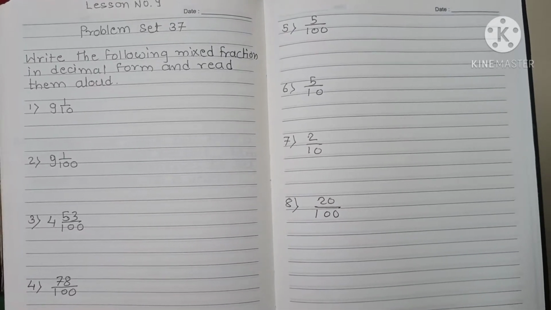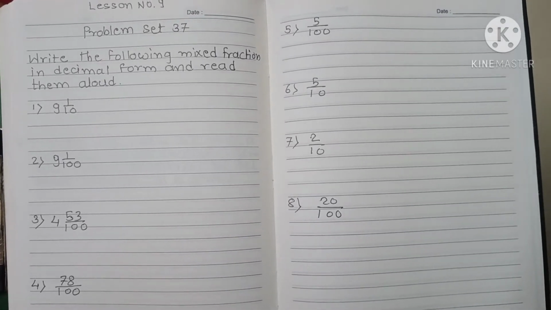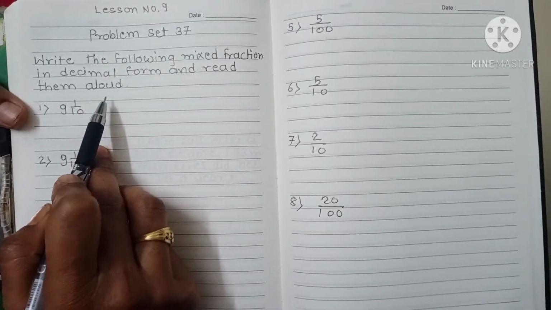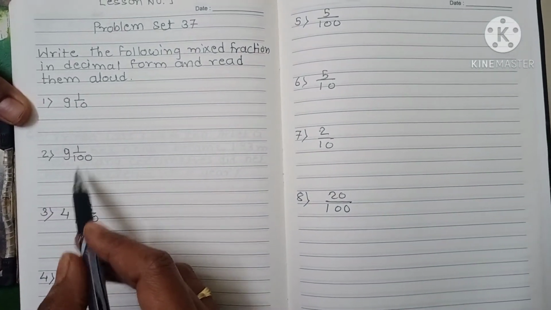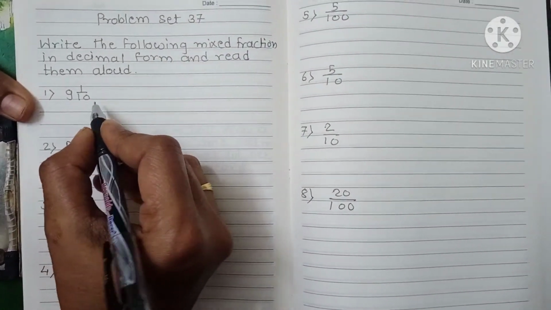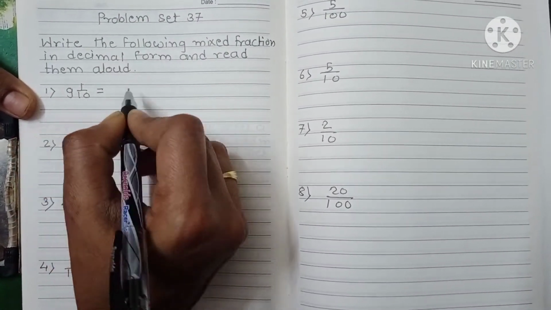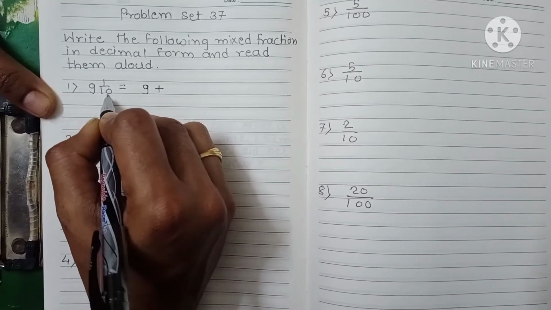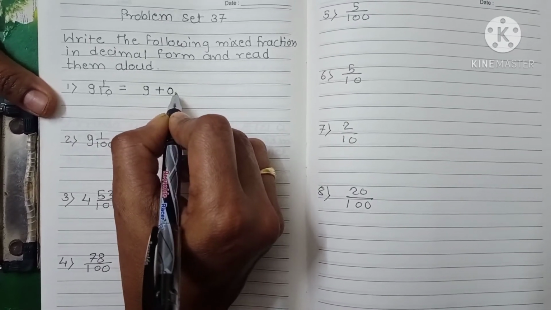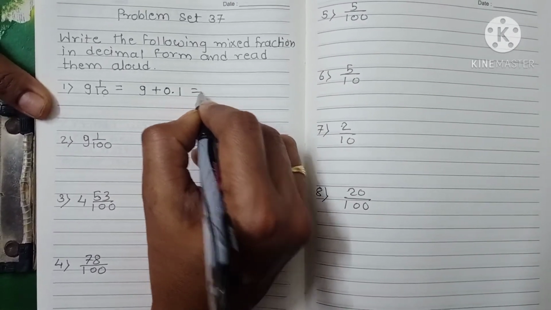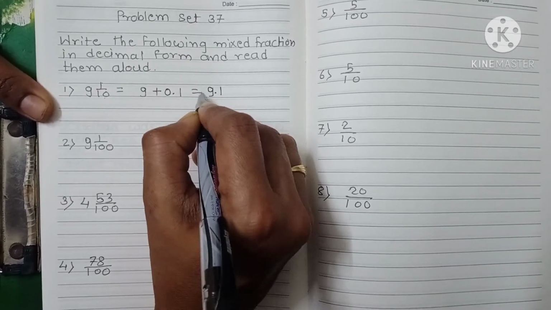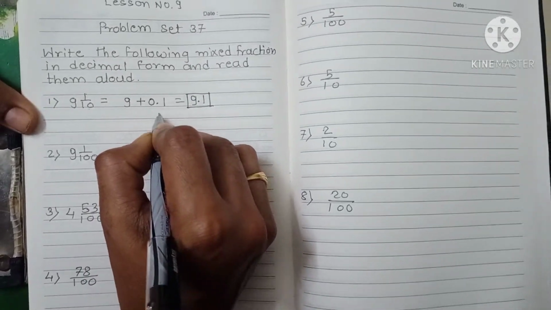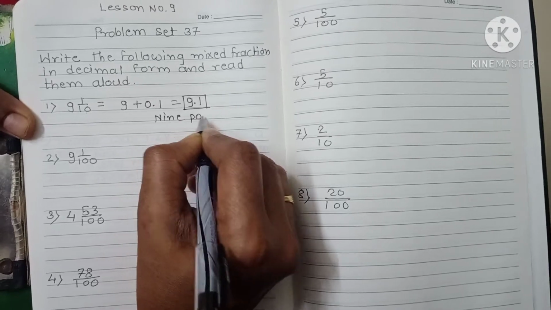Hello students, let's start problem set 37. The question is, write the following mixed fractions in decimal form and read them aloud. Like the last problem set, this is also there, just a few differences are there. Let's solve this. Now 9, 1 upon 10. You know that 9 is the whole number, so write 9 as it is, plus 1 upon 10. How to write 1 upon 10? 0.1. So our final answer is 9.1. So this is our answer, and we'll write it in words, 9.1.